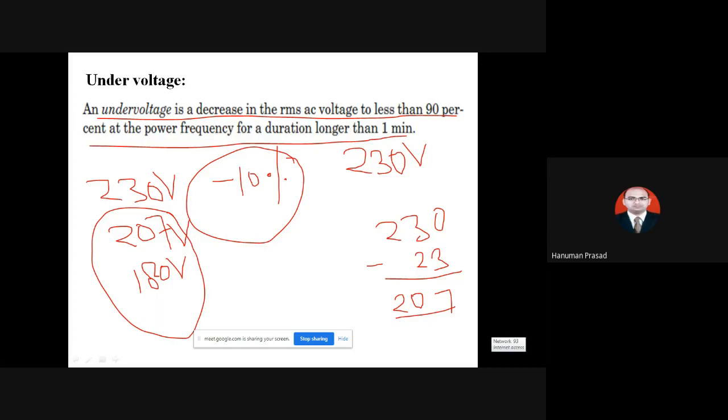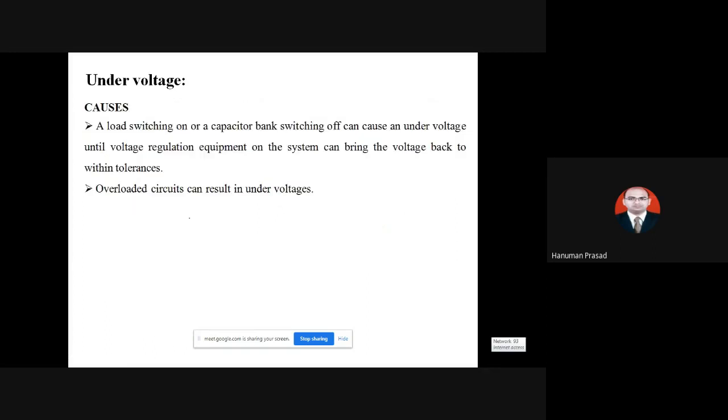तो अंडर वोल्टेज से प्रॉब्लम्स क्या होगी? व्हाट इज द प्रॉब्लम्स ऑफ अंडर वोल्टेज? पहले कॉजेज देखिए. कॉजेज ऑफ लोड स्विचिंग ऑन. अंडर वोल्टेज मींस लोड स्विचिंग ऑन, means large size of loads are directly on. This is called the under voltage. And if our capacitor bank switches off, then it causes the under voltage.